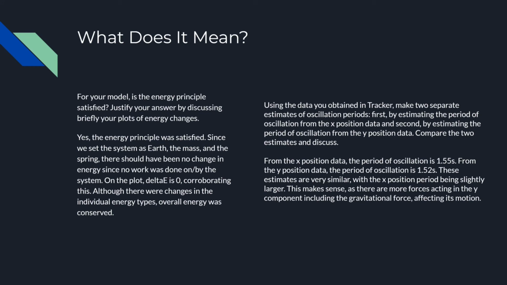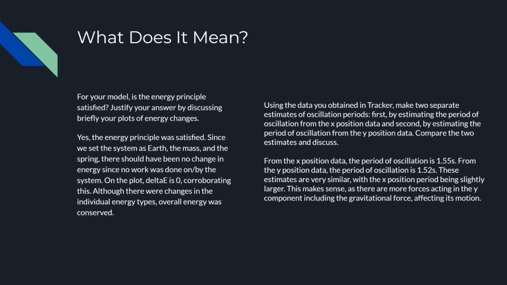In this model, the energy principle was satisfied because there was no change in total energy. Because we set the system as Earth, the mass, and the spring, there was no work done on the system or by the system. This is corroborated by the graph where delta E is equal to 0. There were changes in the individual energy types as energy was exchanged between spring potential, gravitational potential, and kinetic energy, but overall energy was conserved.